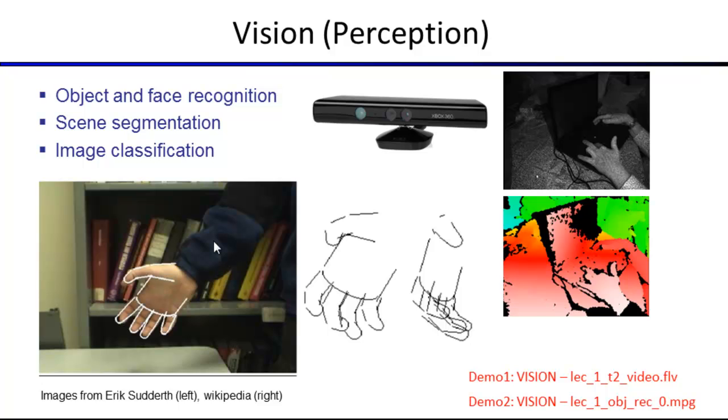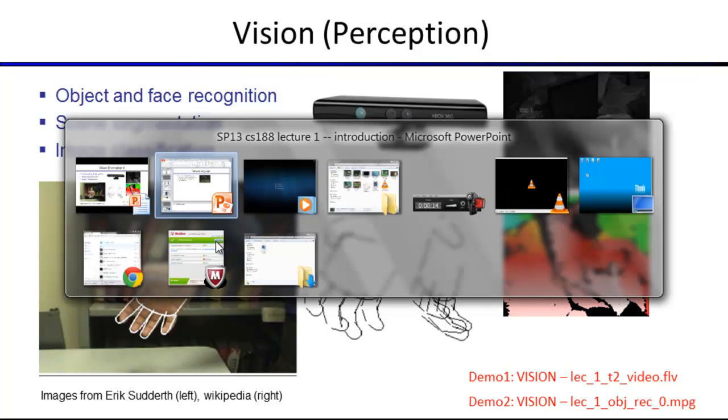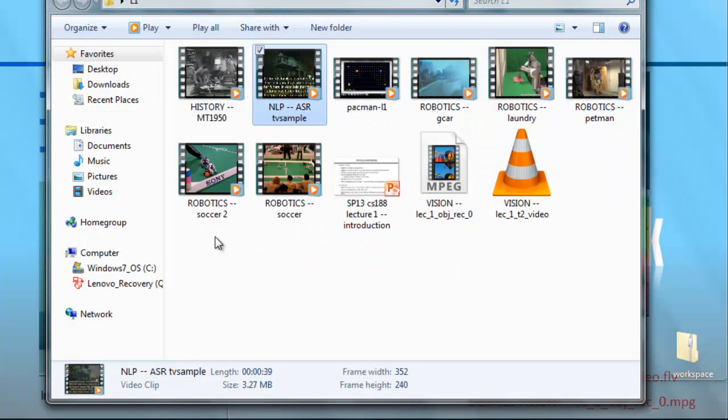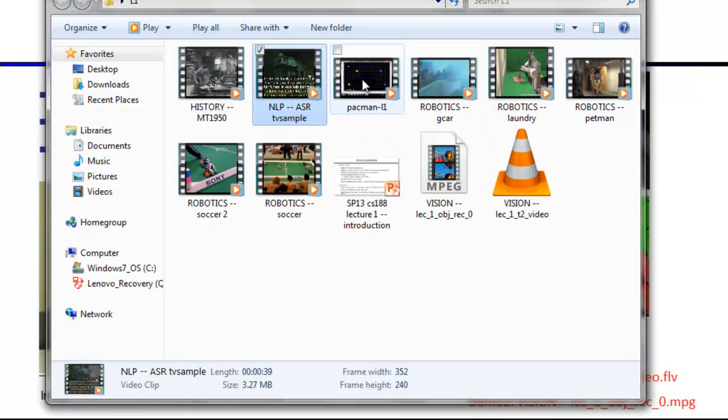So let's look at a demo of actually our governor again. Where is he?